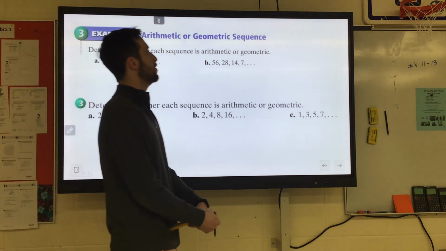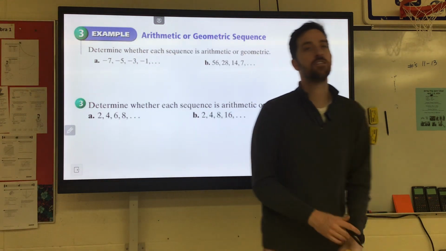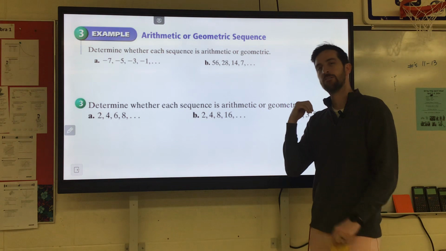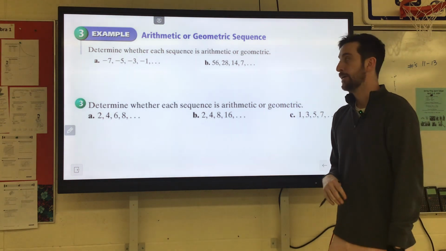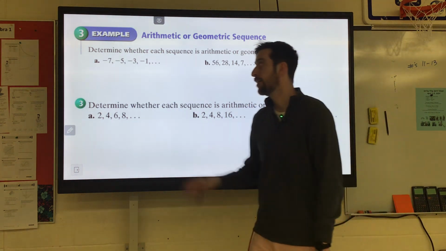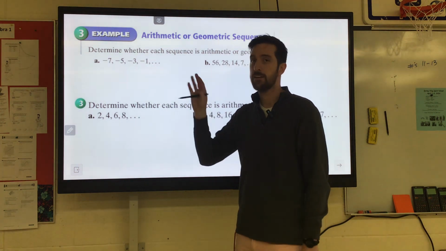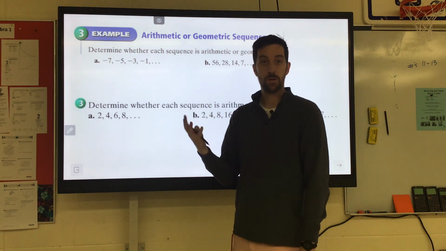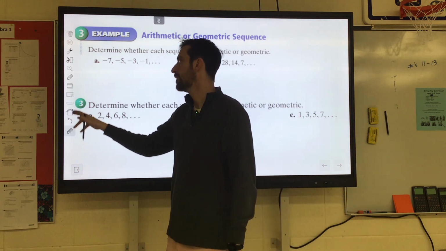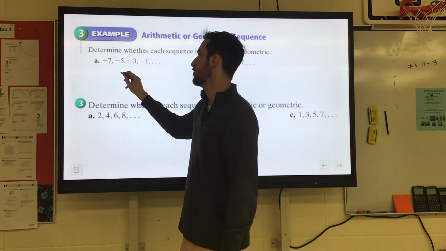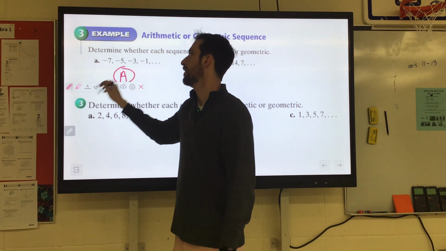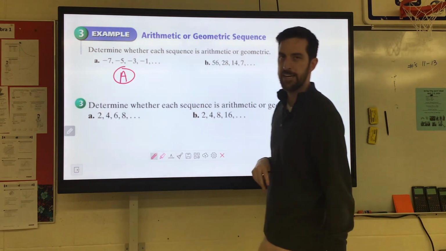Determine whether each sequence is arithmetic or geometric. Are we adding the same amount or are we multiplying the same amount? Look at A: negative 7, negative 5, negative 3, negative 1. They're all 2 apart. So we're adding 2 each time. So that would be an arithmetic sequence. We'll just put an A there.